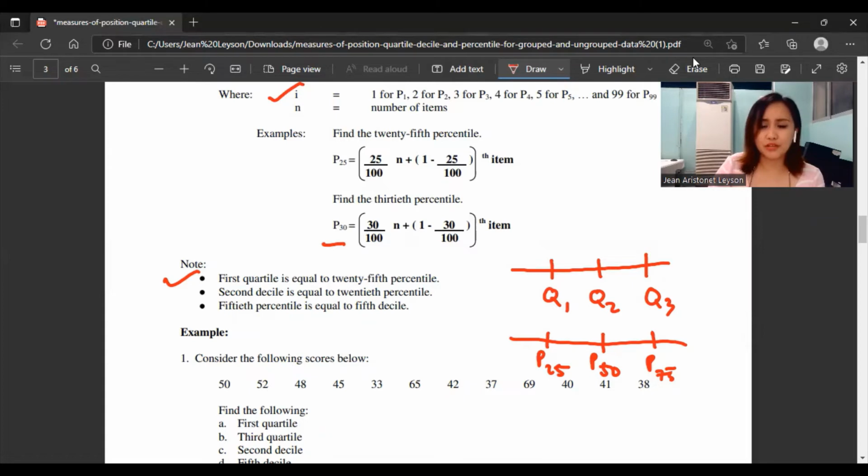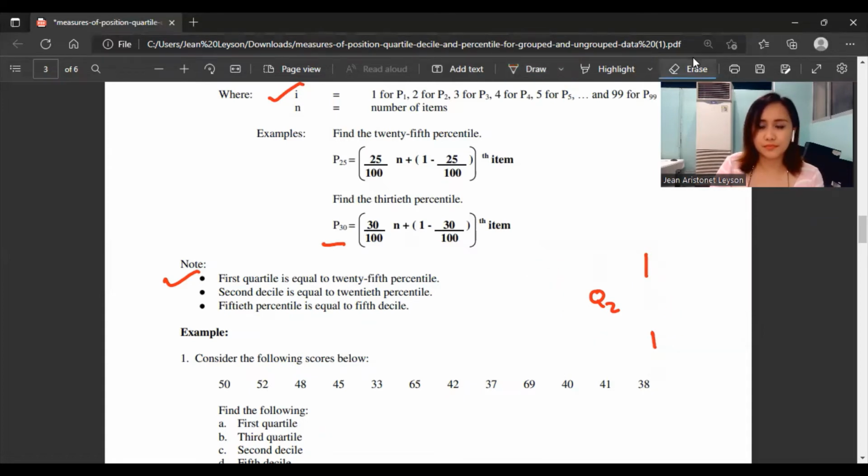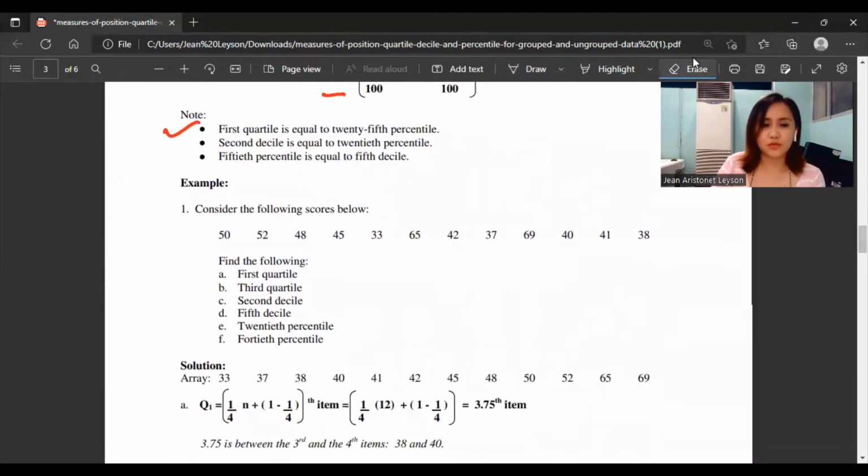So let's have an example. Let's consider the scores below. So we are given the set of scores. Let's say these are the scores of the students in a certain exam or a quiz. We have the numbers 50, 52, 48, 45, 33, 65, 42, 37, 69, 40, 41, and 38. And we are asked to find the following: the first quartile, third quartile, second decile, fifth decile, 20th percentile, and the 40th percentile.